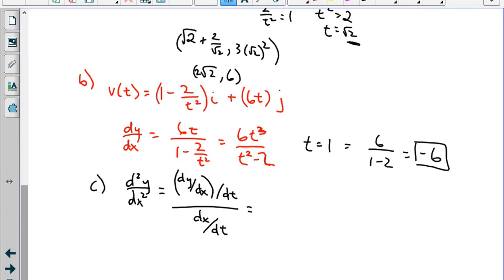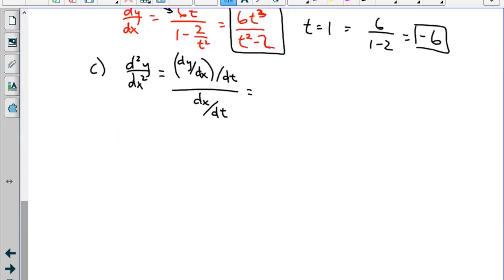So dy dx is derivative with respect to t. I will take this one just because it's a little bit easier to look at, but you could definitely use the unsimplified form, and it's not a problem. You won't get in trouble. I'm just using the simplified form for my own ease.